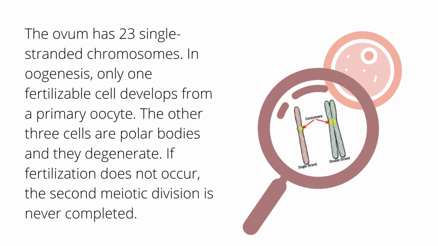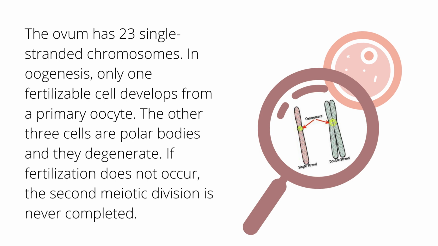which becomes a secondary oocyte. The remaining half of the chromosomes go to a smaller cell called the first polar body, and the secondary oocyte begins the second meiotic division. But the process stops in metaphase. At this point, ovulation may occur, and if fertilization occurs, it proceeds to meiosis 2.